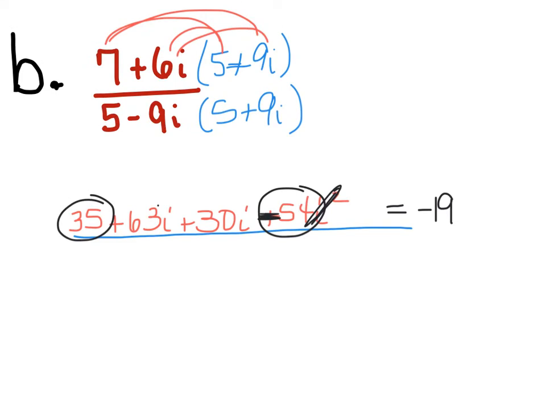Then I can do what with my i terms? Add them together. Okay, 63 and 30. 93. So plus 93i. Anybody have questions about what I just did there? I just FOILed. Okay, let's do the same thing on the bottom.